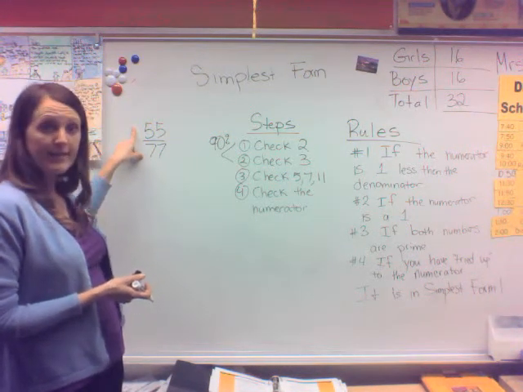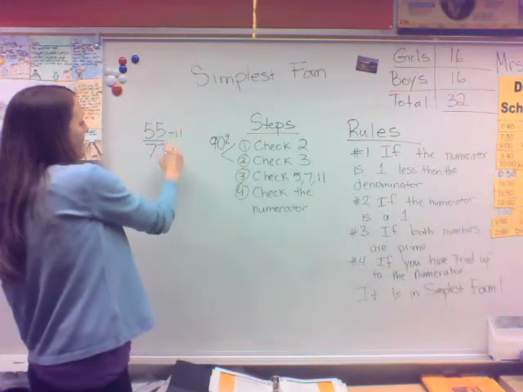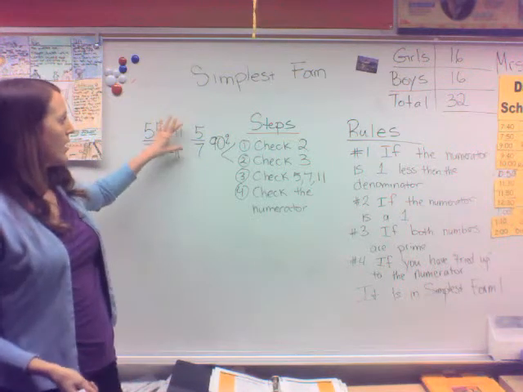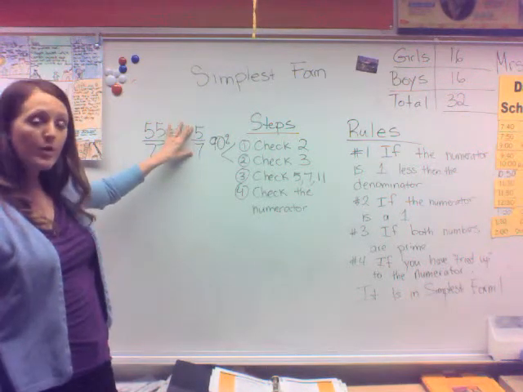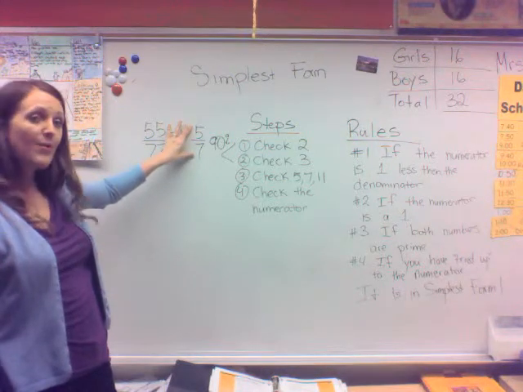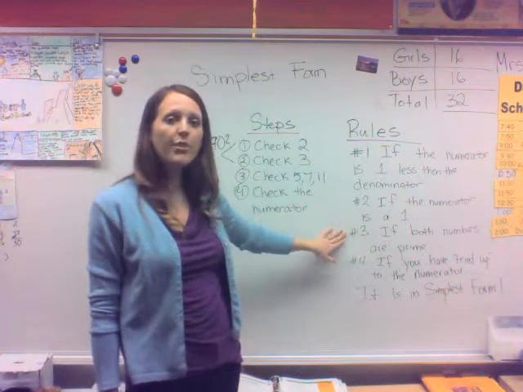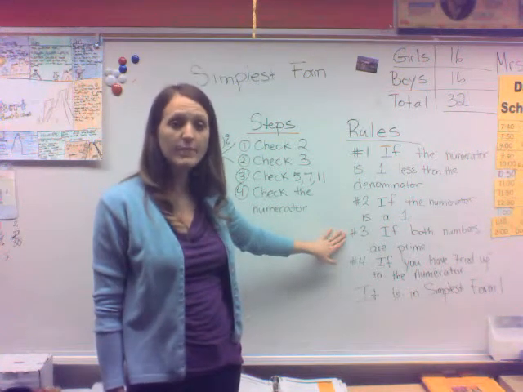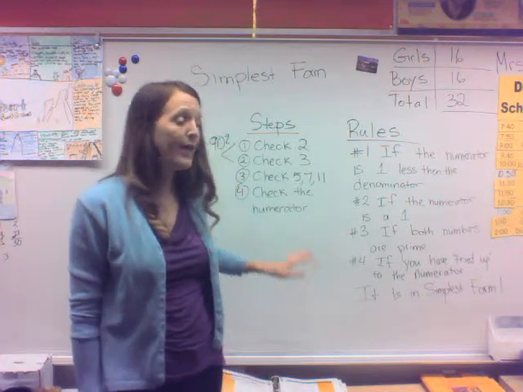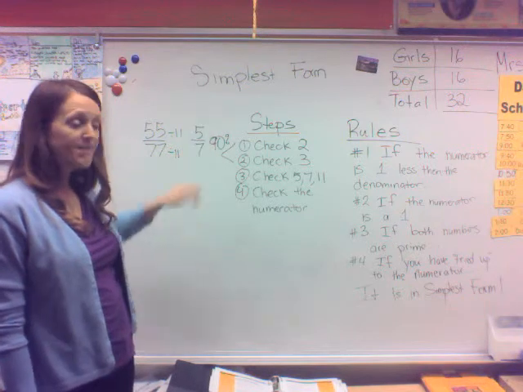And I have to check 11. Those are my doubles. Divide by 11, divide by 11, I get 5/7. Is it in simplest form? Are they one away from each other? Is there a 1 in the numerator? Are they both prime? 5 and 7 are both prime, which takes me to rule 3 for checking for simplest terms. And yes, 5 and 7 are both prime. Therefore, I know that 55/77 is simplified as 5/7.